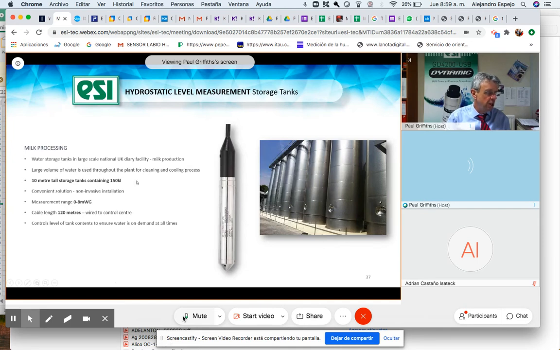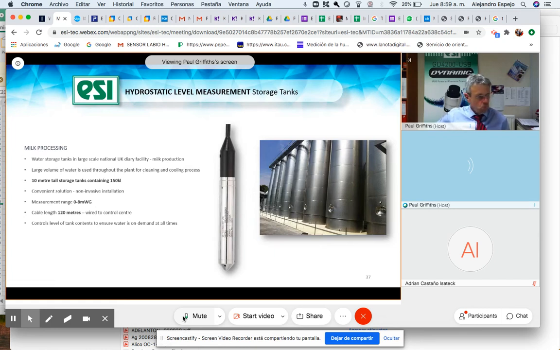But using the control software, you can set the low level and the high level so that it doesn't overflow and you never go too low. So you may set the low level at 2 meters, 1.5 meters, and then the pump will automatically start to refill. So the process is never broken.